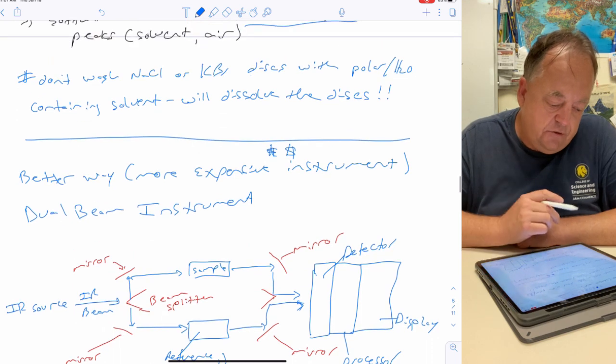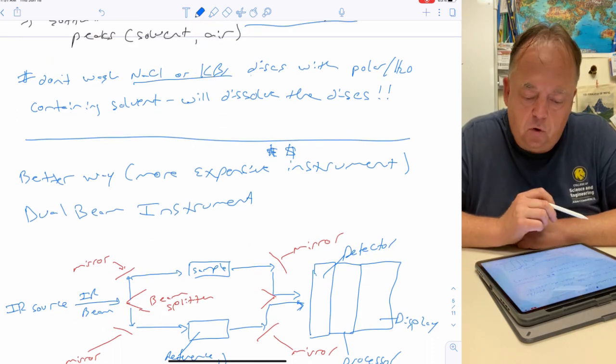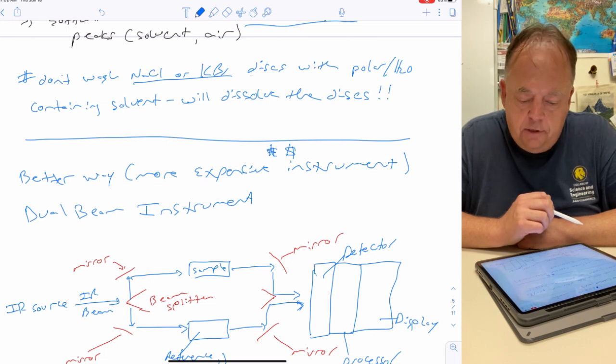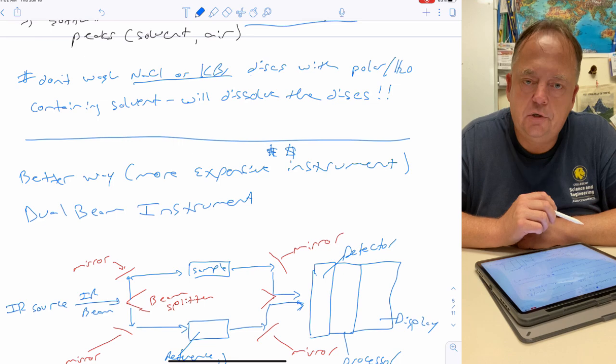If you do that, you just have to remember, don't wash the sodium chloride or potassium bromide discs with a polar solvent, or anything with water in it, when you're done, because it's going to dissolve them, since those salts are water soluble.